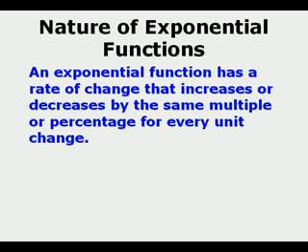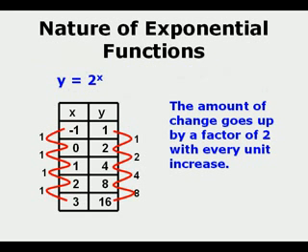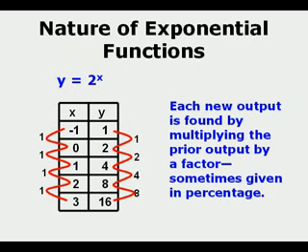Now an exponential function has a rate of change that increases or decreases by the same multiple or percentage for every unit change. And here we have the function y equals 2 to the power of x. And we see on the right side, it goes up from 1 to 2 by multiplying 1 times 2, 2 to 4 by multiplying 2 times 2, and 4 to 8 by multiplying 4 times 2. So that's a factor of 2 with every unit increase. Each new output is found by multiplying the prior output by a factor. Sometimes it's given in percentage.